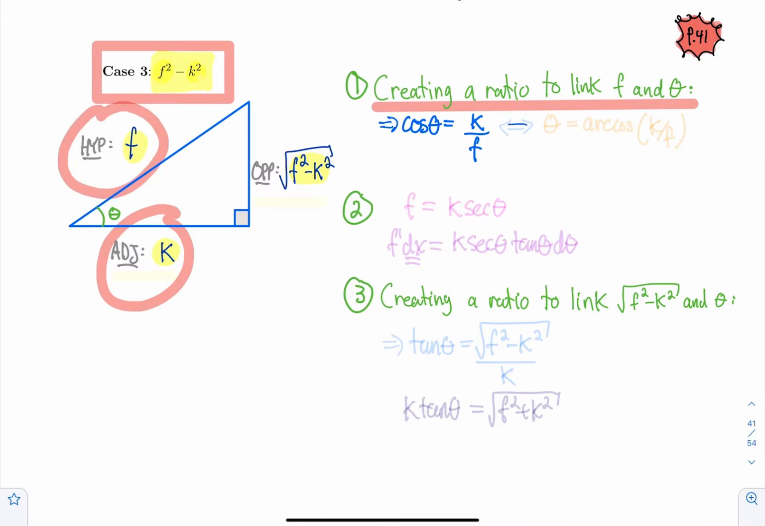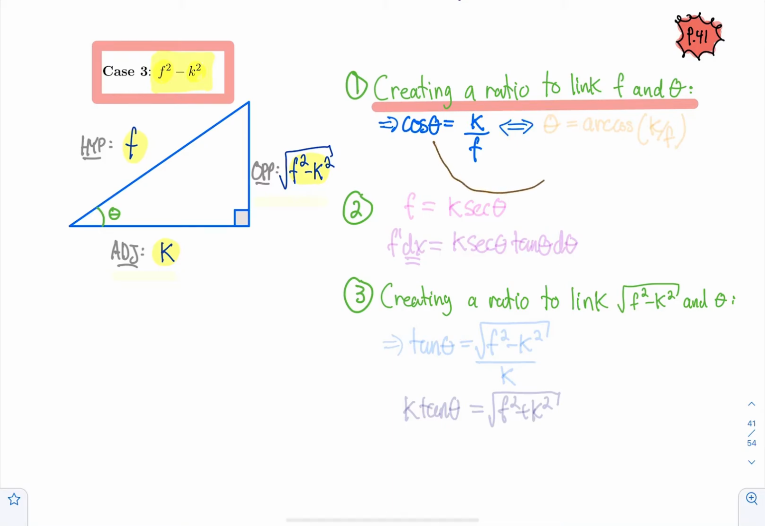Again, as usual, as soon as you create that initial ratio that links theta and f, might as well, if needed, construct a formula for theta. So here, by computing the arc cos of k over f, you're going to extract that theta outside of this cosine. And if needed, we have a formula for theta. Now the rest is computational.